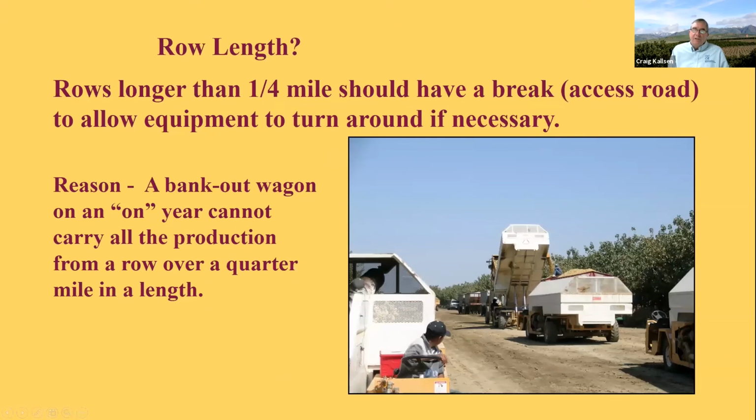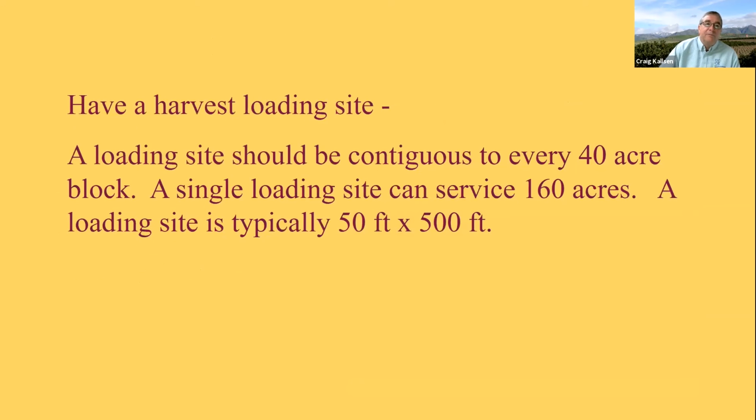How about row length? We talked about the spacing. How long should our rows be? So in general, rows longer than a 1/4 mile should have a break or access road to allow equipment to turn around if necessary. And why is this important? Because on varying years, these wagons here that collect the nuts can't hold more than a 1/4 mile length of row. So if you don't have a break, that poor guy driving that thing has to back up for a 1/4 of a mile, or figure out some other way to turn that thing around. So again, Kern County is the land of big orchards. It's not an issue for a lot of people, but if we have a row longer than a 1/4 mile, we're probably going to run into some trouble.